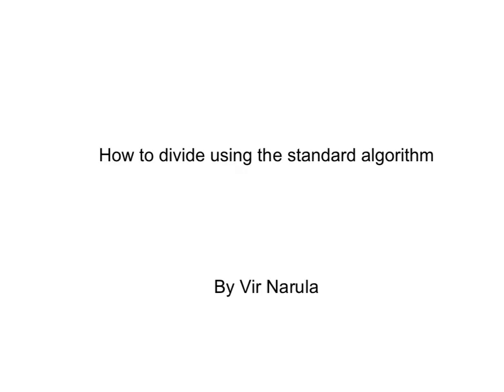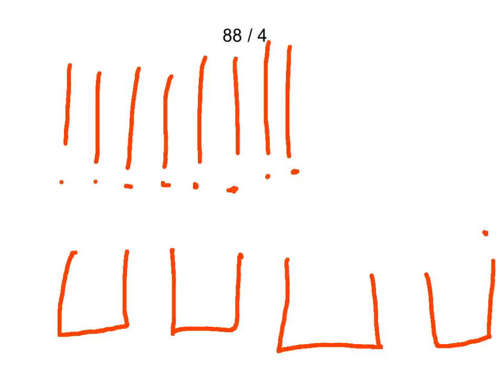Hello, today I will be showing you how to divide using the standard algorithm. I will be showing you a visual representation of what you try to figure out when you divide. So, we have one rod to represent 10 and one dot to represent 1. If we have 8 rods and 8 dots, then we have 88 in total. And we have 4 different boxes which we divide them into.